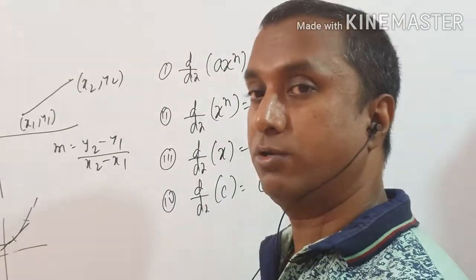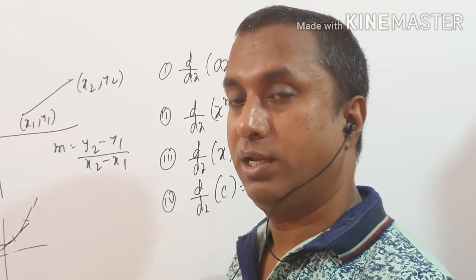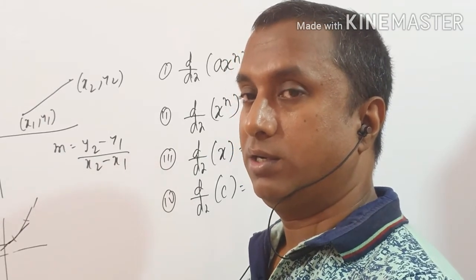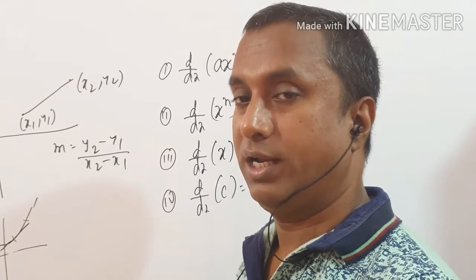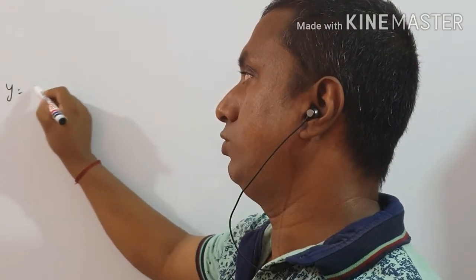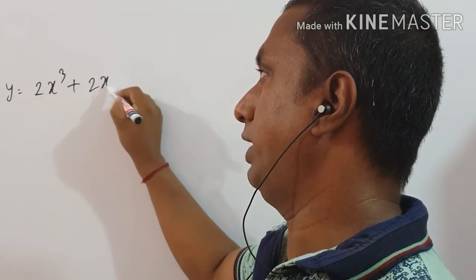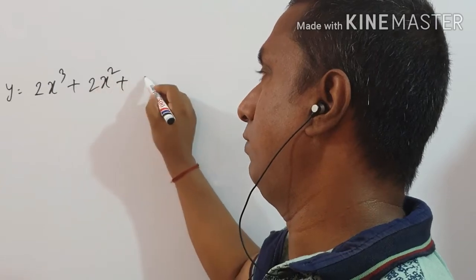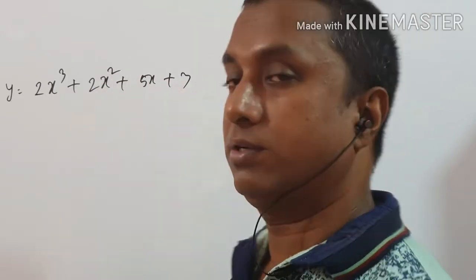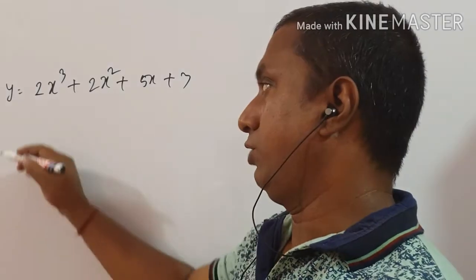d/dx of a x to the power n equals a n x to the power n minus 1, d/dx of x to the power n equals n x to the power n minus 1, d/dx of x equals 1, and d/dx of a constant equals 0. First of all, see these types of maths. It's very easy to solve. y equals 2x to the power 3 plus 2x plus 5x plus 3. Now differentiate with respect to x.